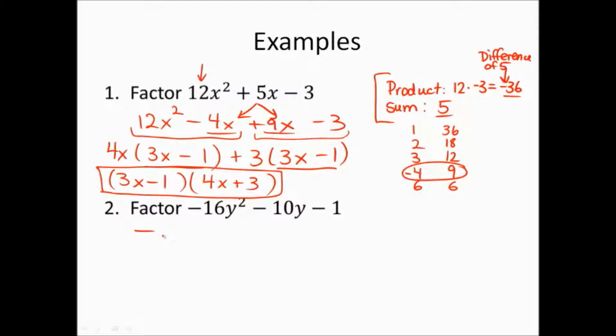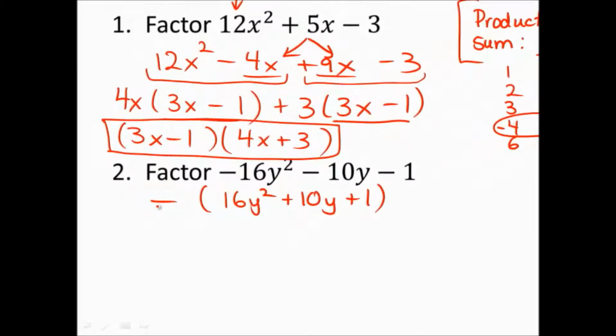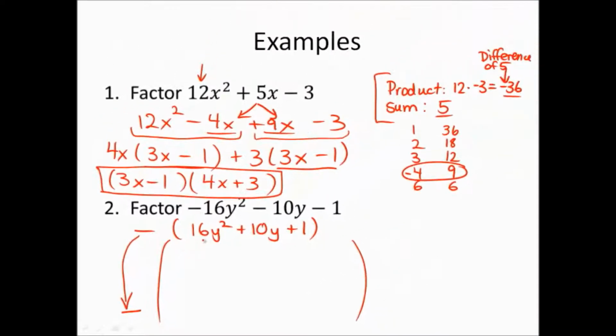If we take out a negative 1, that will result with 16y squared plus 10y plus 1. So this guy is going to just hang out all the way to the end. It's not going to move, so make sure you include it. Lots of people forget it. Make sure you don't forget the common factor that you take out. So now, within that, we're going to work on factoring 16y squared plus 10y plus 1.